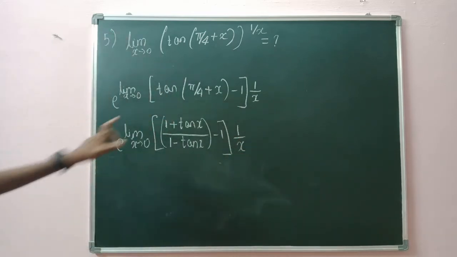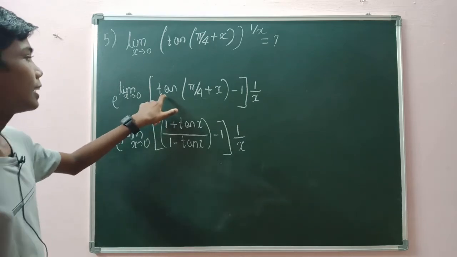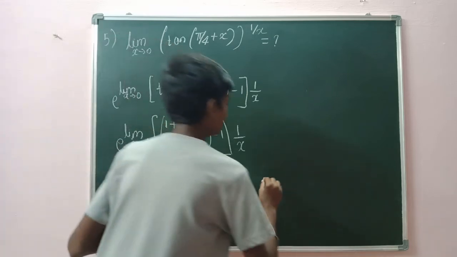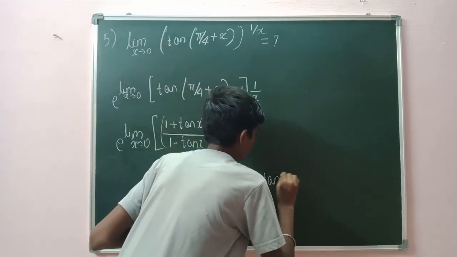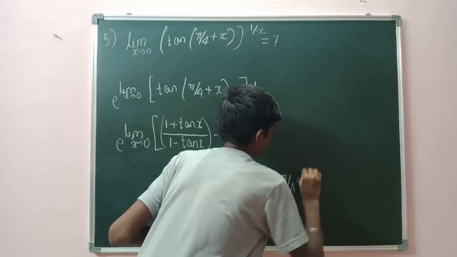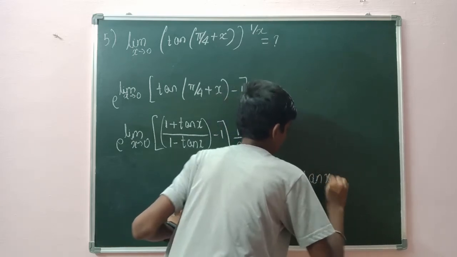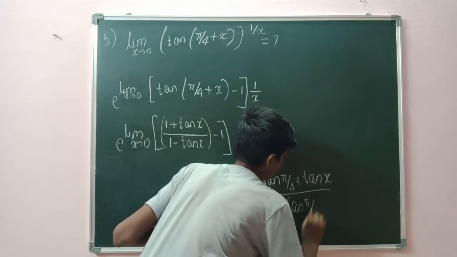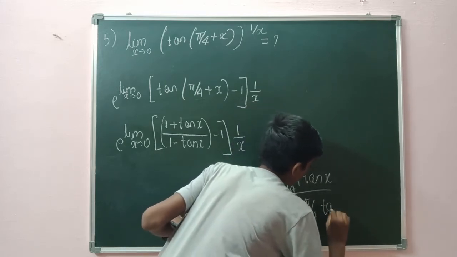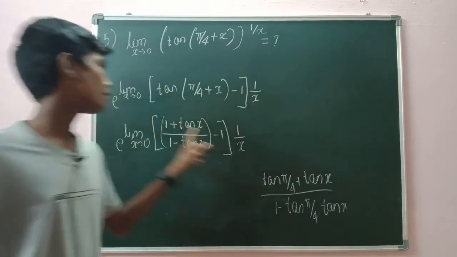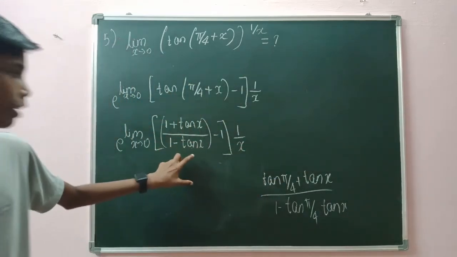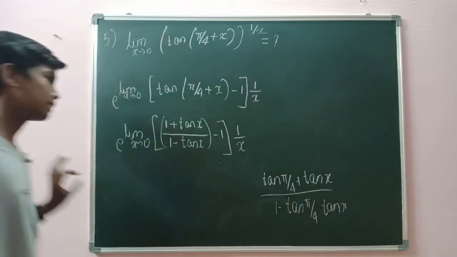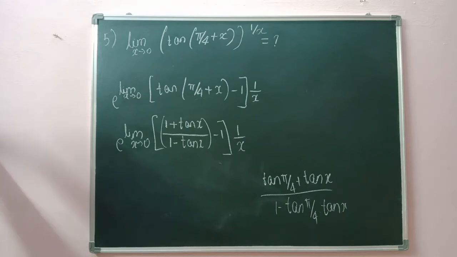So I will say what I did, guys. I just used your formula. Tan of pi by 4 plus x looks like the form tan of a plus b. So I can write it as tan of pi by 4 plus tan x divided by 1 minus tan a tan b, that is tan of pi by 4 into tan x. Finally, if we solve, we will get tan of pi by 4, which is 1, plus tan x divided by 1 minus tan of pi by 4 into tan x. Tan of pi by 4 is 1, so 1 into tan x is tan x. That's all. Very simple. Use your tan of a plus b formula.